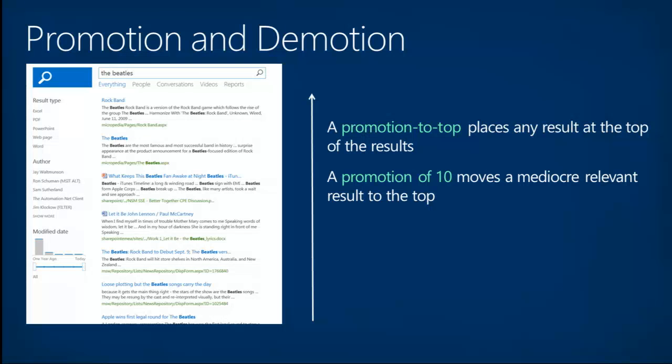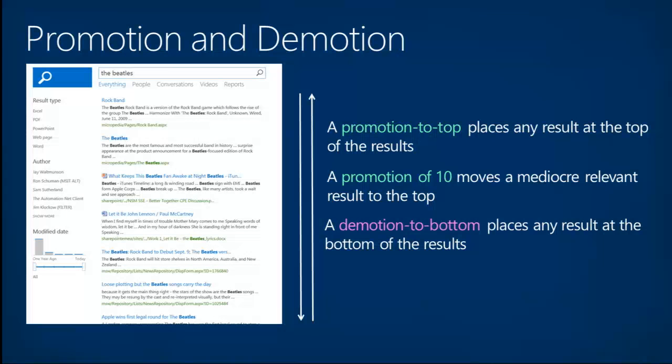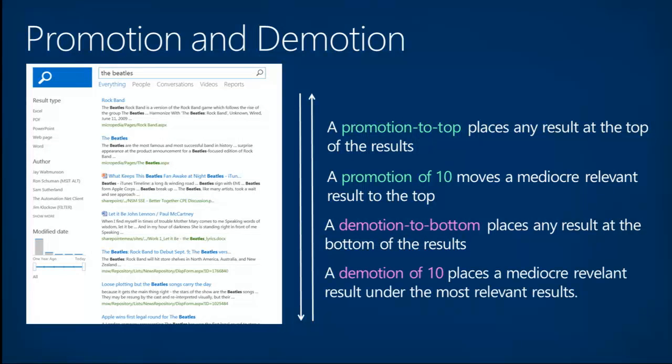A promotion of 10 takes a mediocre relevant result and pushes it to the top of the results. And a demotion to the bottom takes a result and basically pushes it right out. So if you have 1 million results, it will go right to the bottom of those 1 million results. Finally, a demotion of 10 takes a mediocre relevant result and pushes it underneath the most relevant results, not right to the bottom. Now, it's still pretty hard to know which number to select.